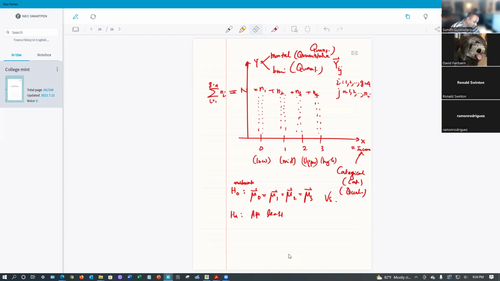At least two of them are different. Vector, okay? I'm talking about the vector. That means this one not equal to this one, I and J not the same. If I is 1, J cannot be 1. That's what I'm trying to say.